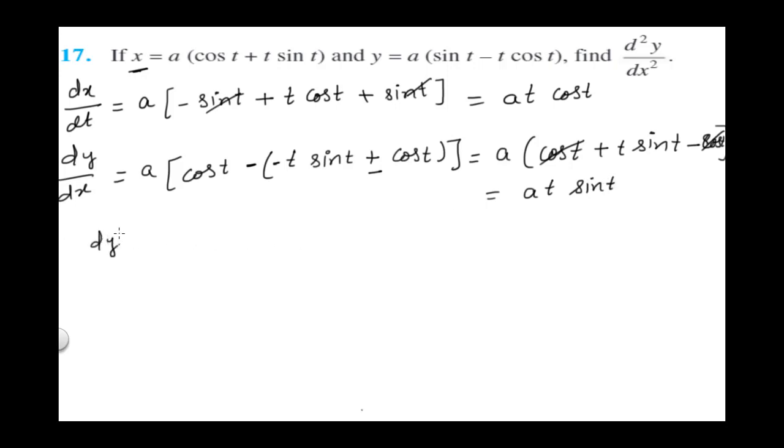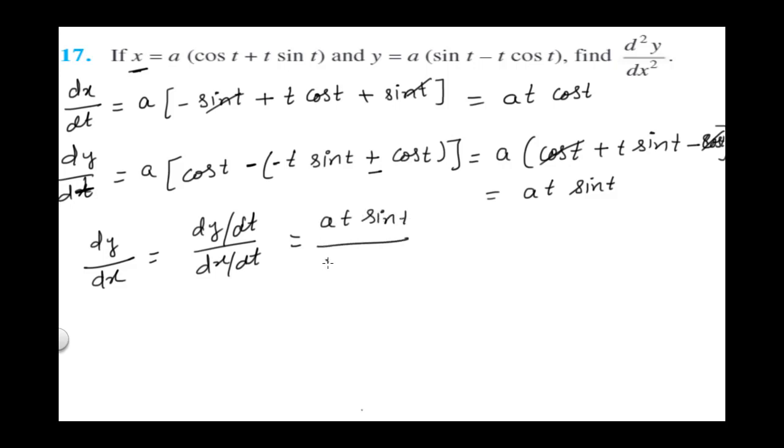To find dy by dx, we will do what? Dy by dt divided by dx by dt. Dy by dt is a t sin t divided by a t cos t, which is dx by dt. Cancelling this, we get the answer as tan t.